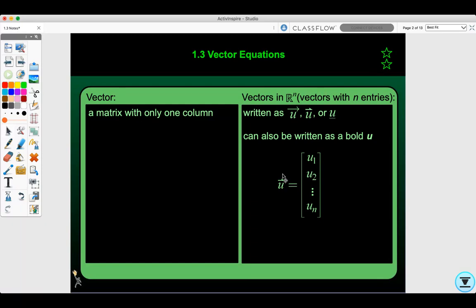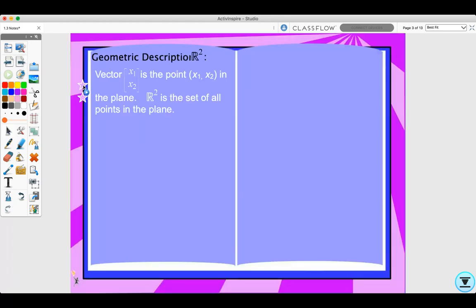For the most part in class, I use u with a vector over it, and this is vector u with n entries. Sometimes in flip charts, you will see it with a bold u. The geometric description in R2: vector x1, x2 is the point x1, x2 in the plane. R2 is the set of all points in the plane.